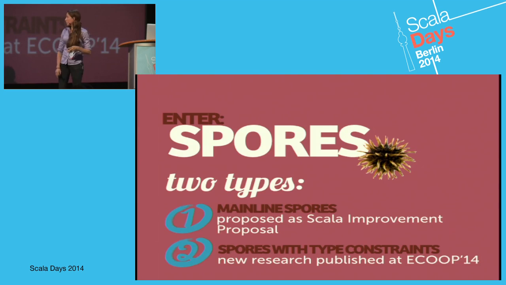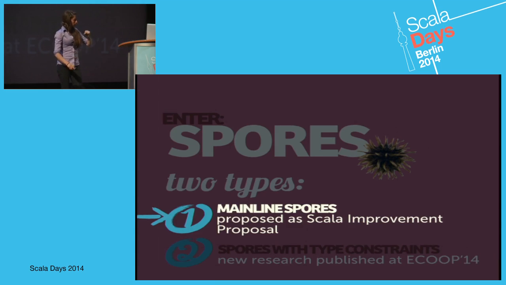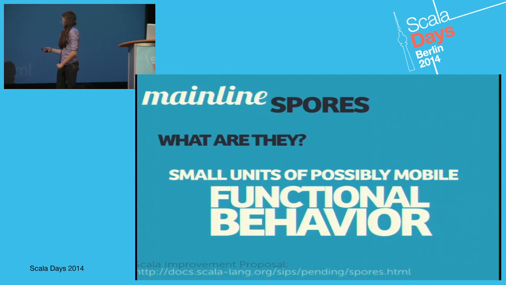And in this talk, I'm going to talk about two varieties of them. One is proposed as a Scala improvement proposal, and the other is a paper that we just got accepted for publication at ECOOP this year. It's like spores on steroids, in that you can control what they capture using the type system. If you want to go into that in more detail than I'm going to tell you about, you're welcome to read the research paper. It's on the internet, and it has a lot of details. But first, the mainline spores that exist as this Scala improvement proposal, which is down here, if you can see it.